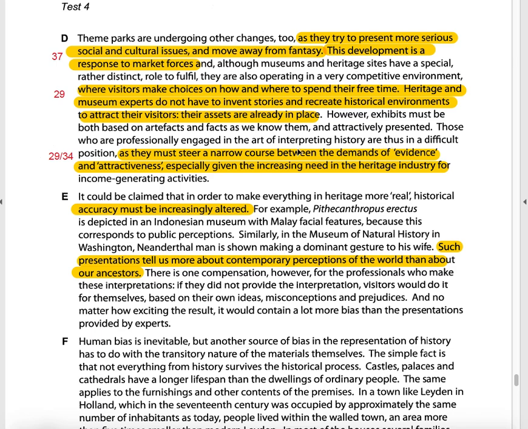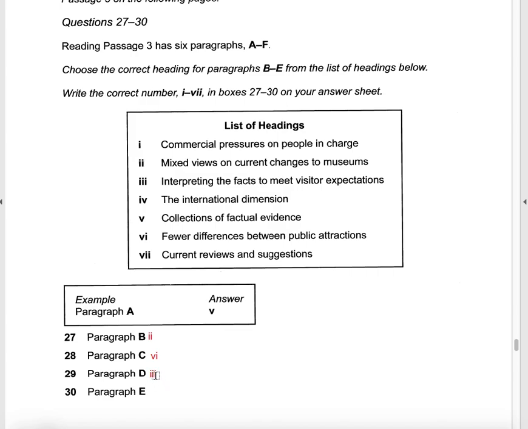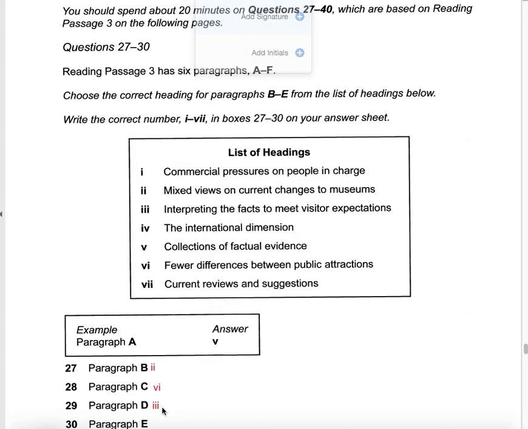So this one here is not really talking about interpreting the facts. It's talking about the pressure. It says are thus in a difficult position. So I'm changing my mind for this one. This one, I believe, is 29. So again, it's 1 because... Yeah, I didn't explain that clearly.